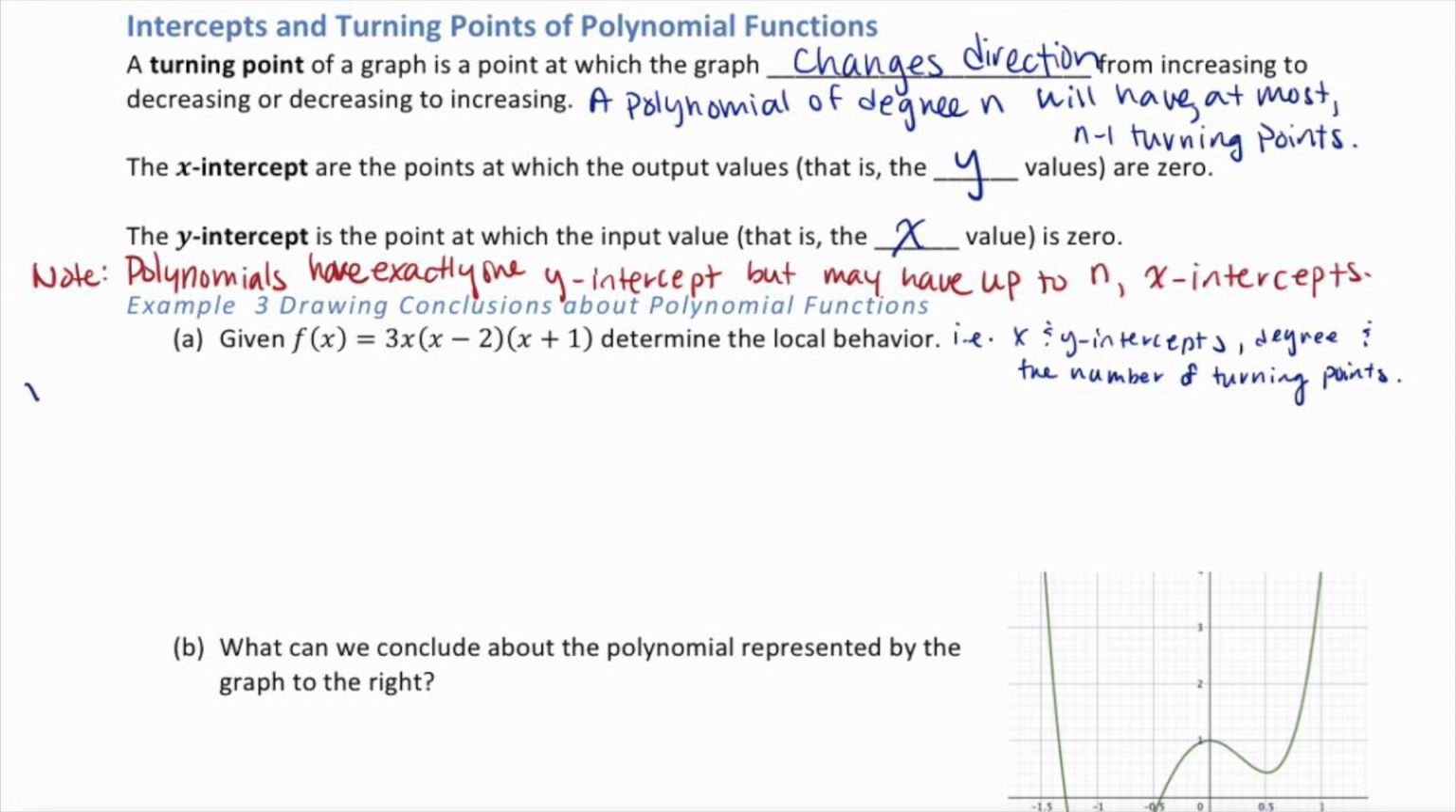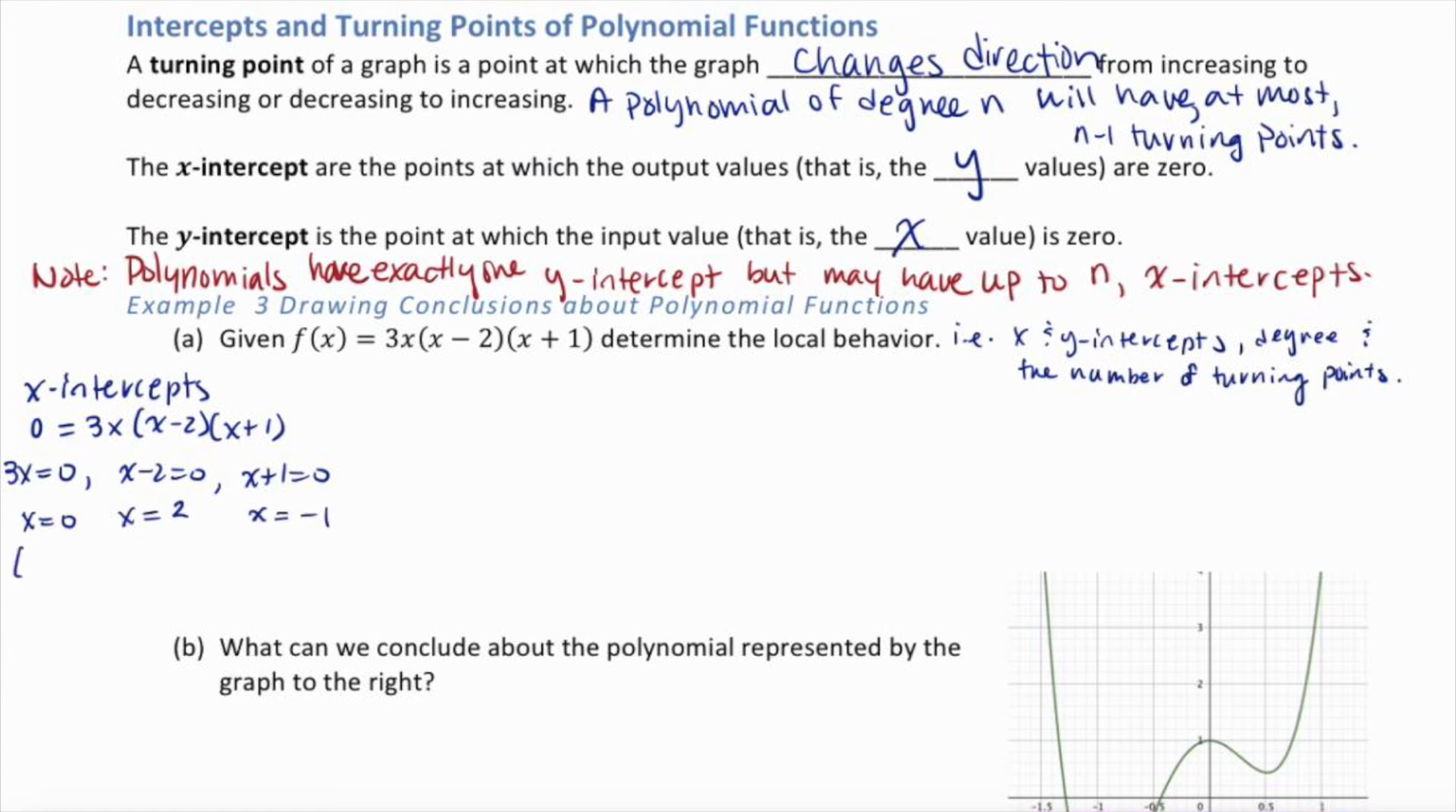So let's start with our x-intercepts. We let y, which is our f of x, equal 0. So we have 0 equals 3x times x minus 2 times x plus 1. This is factored for us already, so we know 3x equals 0, x minus 2 equals 0, x plus 1 equals 0. So here we end up with x equals 0, x equals positive 2 and x equals negative 1. These correspond to the ordered pairs 0, 0; 2, 0; and negative 1, 0.